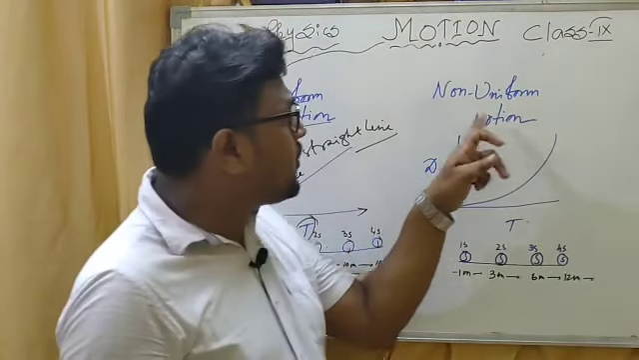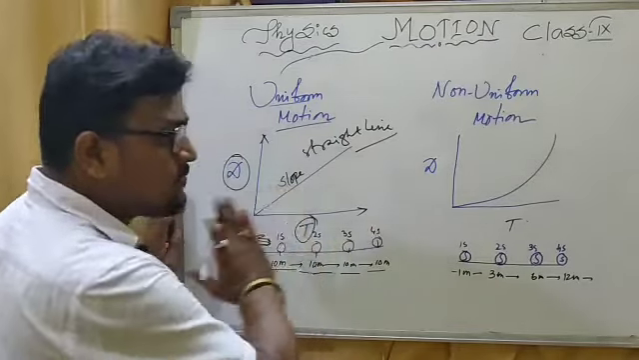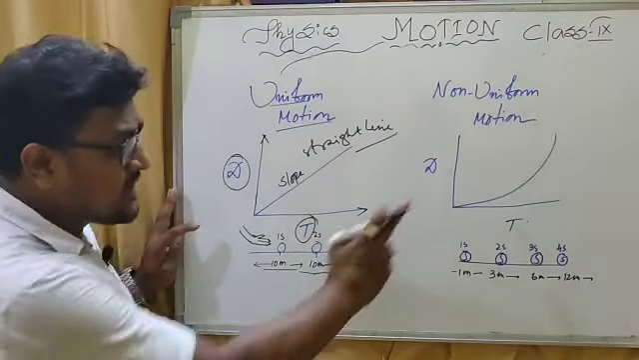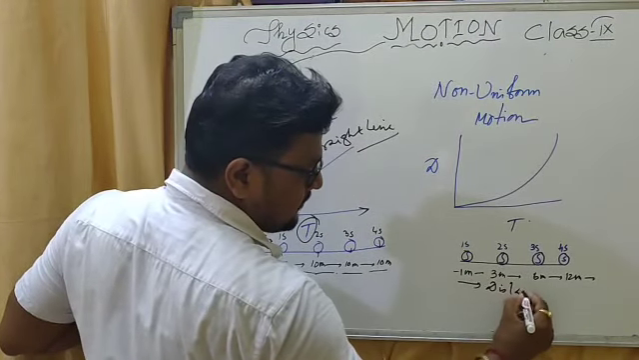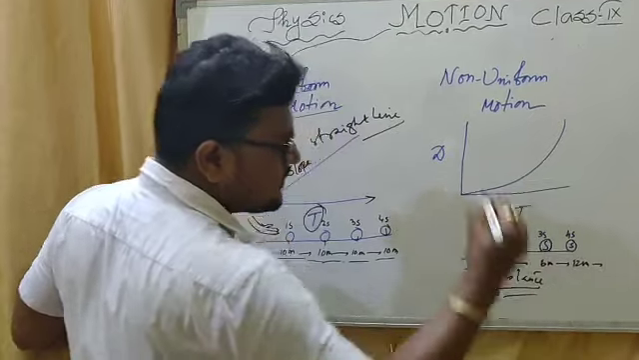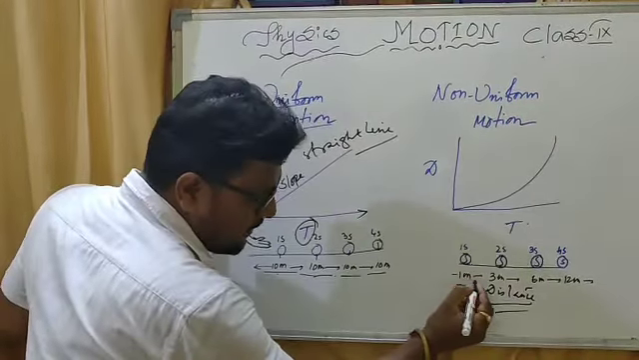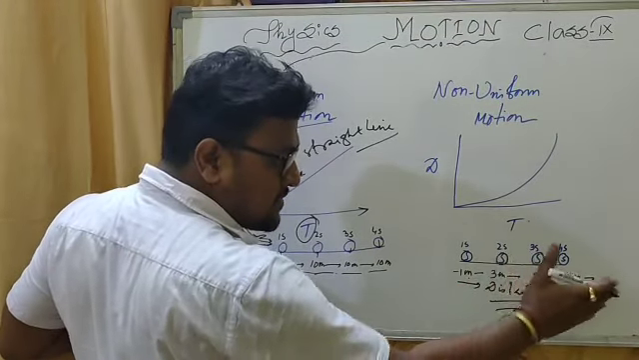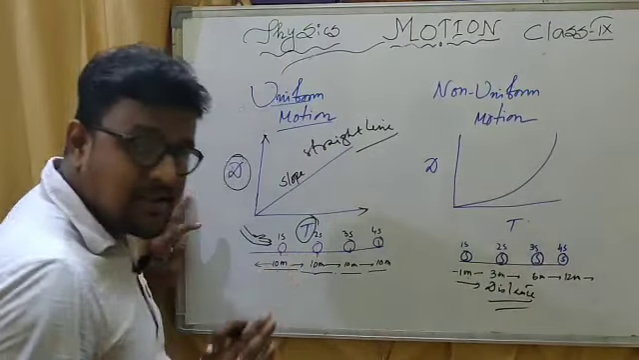Now come to the point of non-uniform motion. What is non-uniform motion? Time should be the same for both cases. What is the basic difference here? The basic difference is distance. In the first 1 second the ball covered 1 meter, in another 2 seconds it covered 3 meters. That means in all the cases the distances are not the same.